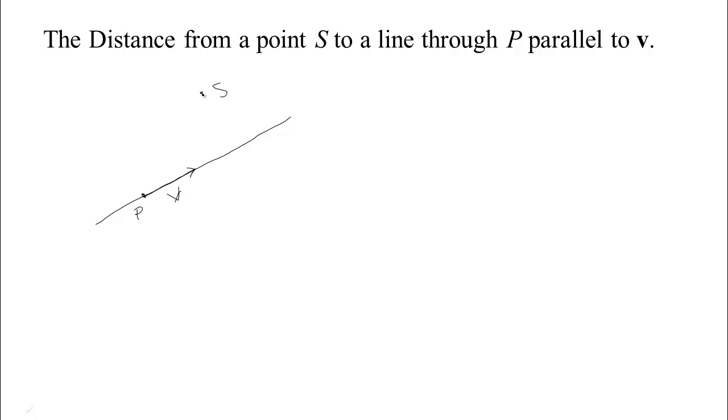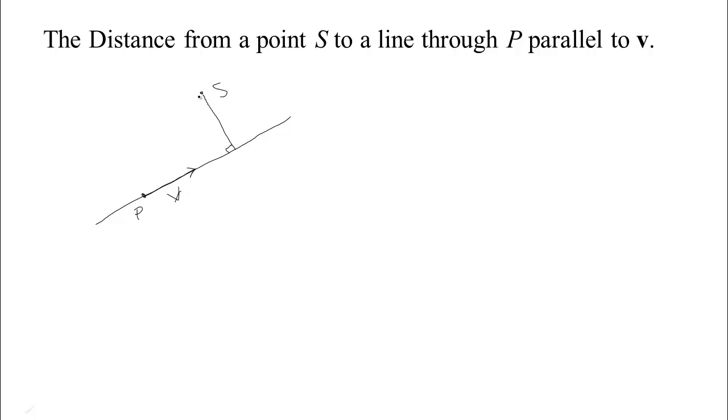line, you can see the shortest distance would be to come into this line exactly perpendicularly, because if you came in at an angle that wasn't 90, then you must be going too far. You could always move the angle closer to 90 and you'd have a shorter distance. So we want to find this distance.